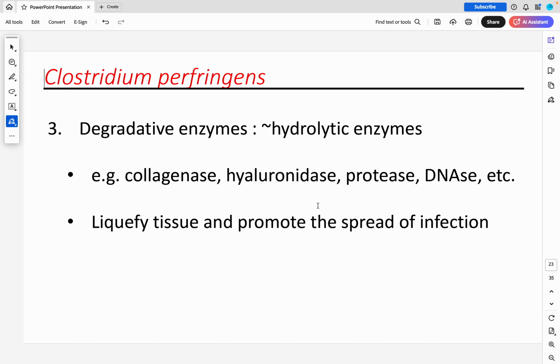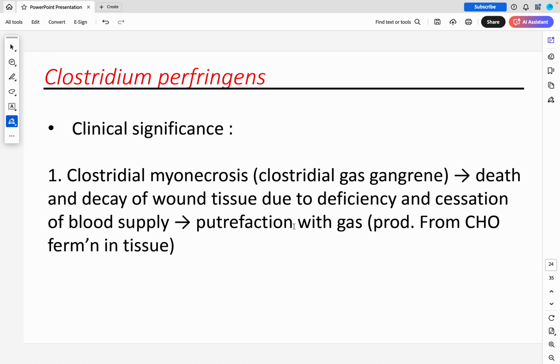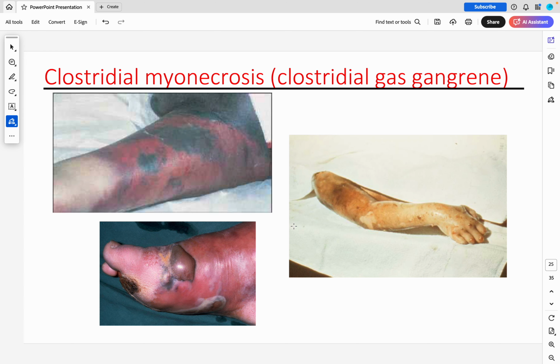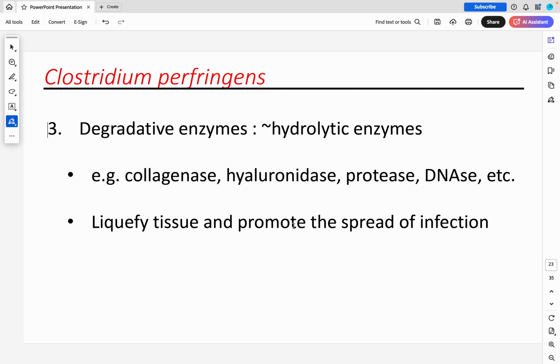Okay, so here you can see gas gangrene, clostridial gas gangrene.